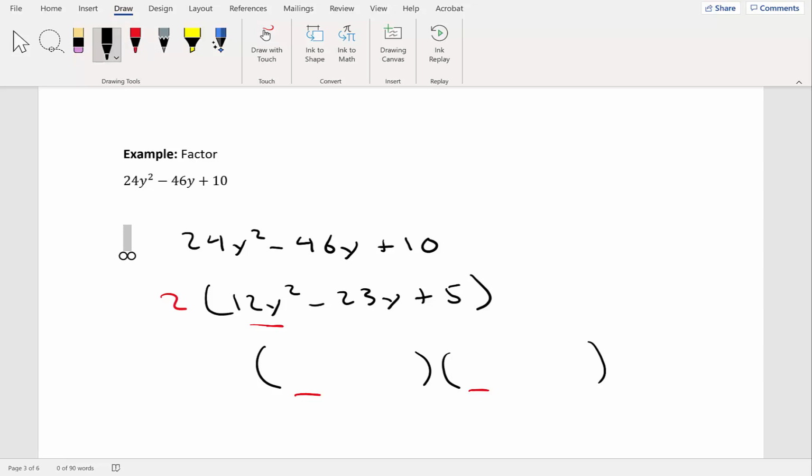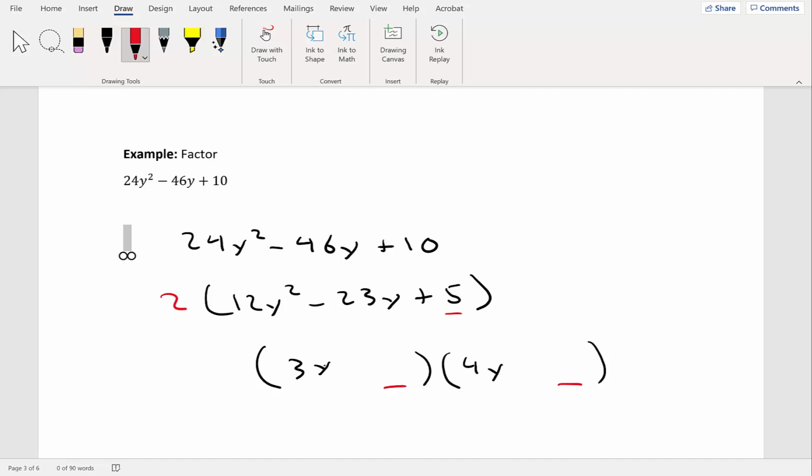So now we could either do 12y and y, or we could try 3y and 4y. So let's go ahead and try out 3y and 4y. So 3y times 4y, that gives me that 12y squared that I need. And now my last 2 terms has to give me 5.